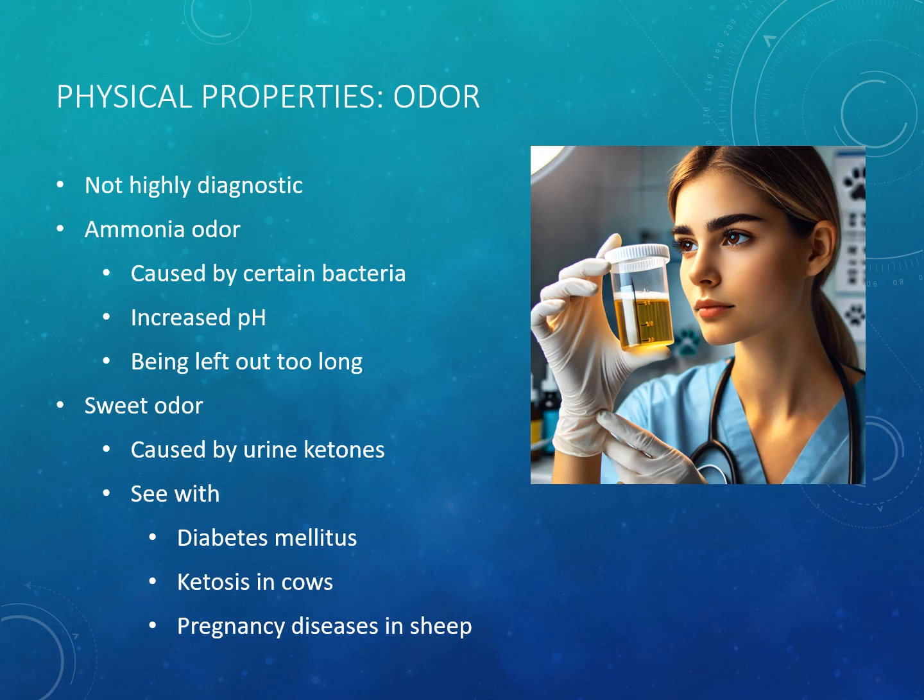Another part of the physical portion of the urinalysis is observing if the urine has any odor. Although this is not highly diagnostic, it is definitely helpful in certain situations. If, for example, urine has ammonia odor, that could be caused by certain bacteria, and also an increased pH, which goes hand in hand because we know that certain bacteria will make urine more alkaline if there's a presence in the urine. Urine can also have an ammonia smell when it's left out too long. As we know, it breaks down very quickly out in the air.